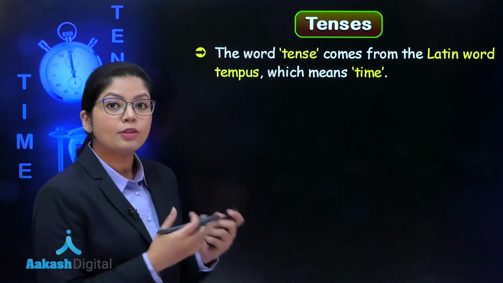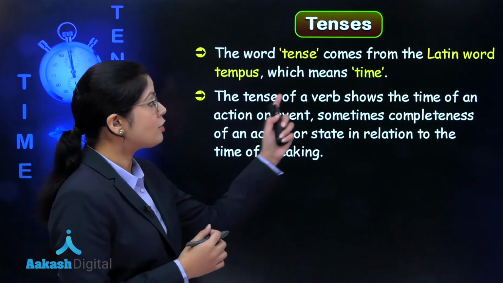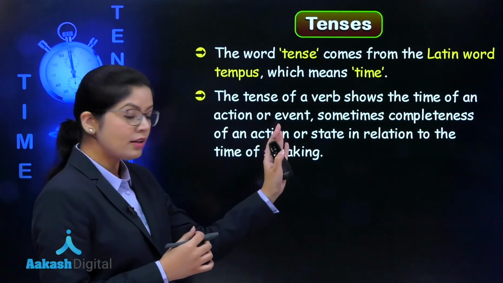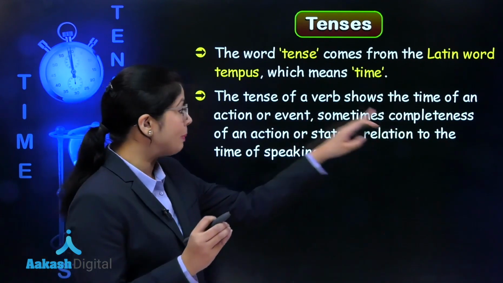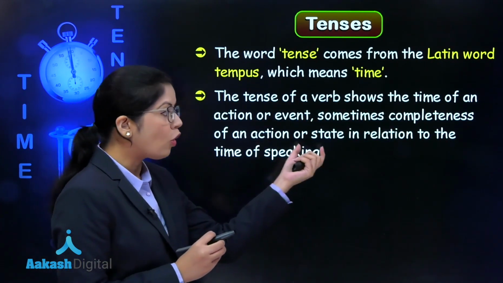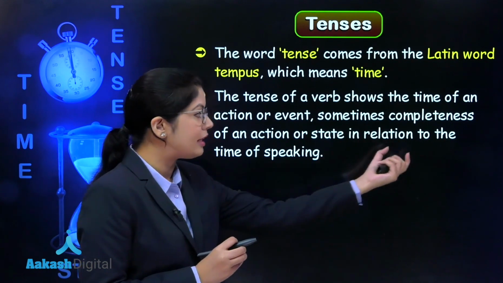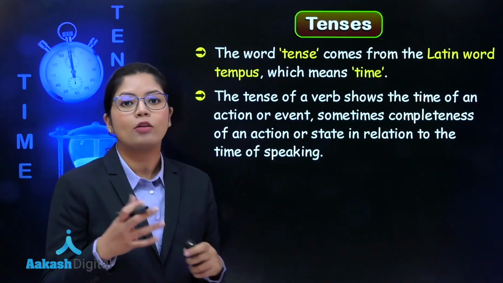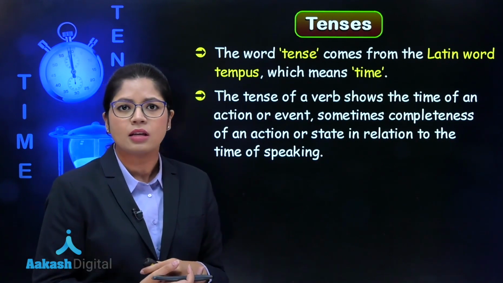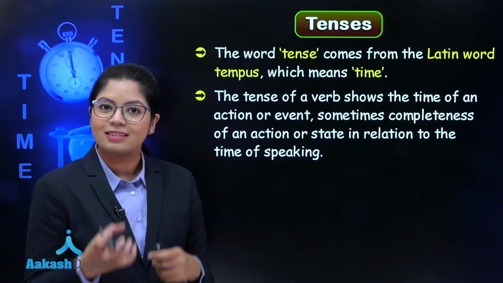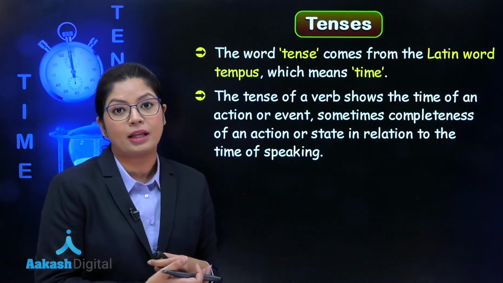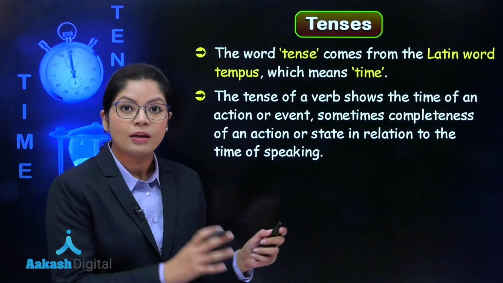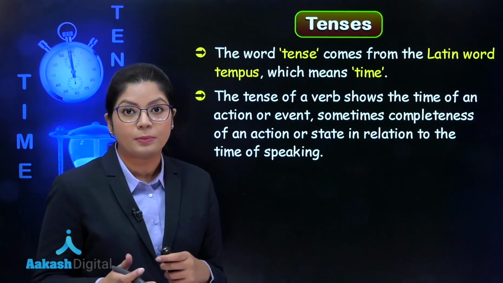So the second thing you need to remember is the tense of a verb shows the time of an action or an event, sometimes completeness of an action or state in relation to the time of speaking. Please remember, you may not find activity in every sentence, but that does not mean there won't be an understanding of tense required to frame that sentence. Every sentence uses the concept of time whenever we are using finite verbs.